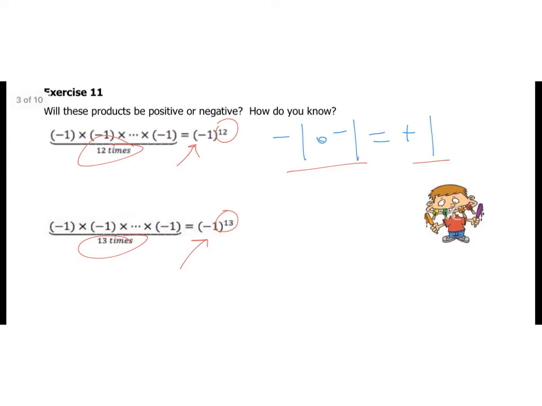I want you to pause now, work it out some on your paper, and then press play when you feel like you have the answer. You should have figured out that the 12, with that being an even number, will be a positive answer. And with 13 being an odd number, it will be a negative answer.